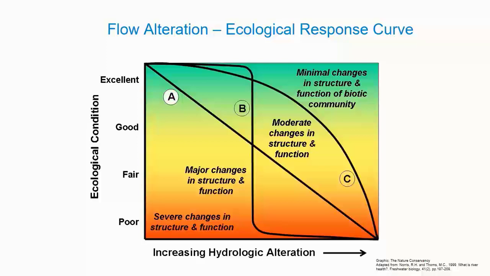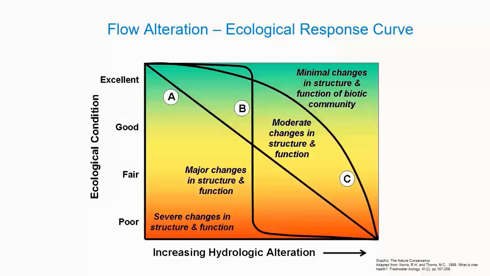Curve A describes a linear decline in ecological condition with increasing hydrologic alteration, while curve B describes a threshold response, where the ecosystem is able to resist low levels of hydrologic alteration but collapses after a certain threshold or tipping point is reached. Curve C describes a nonlinear relationship in which ecosystems are able to tolerate low to medium levels of hydrologic alteration, but condition and health decline more rapidly as alteration increases further.